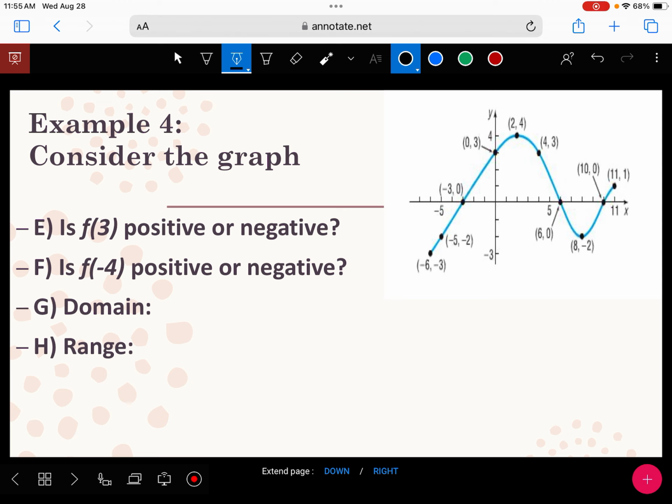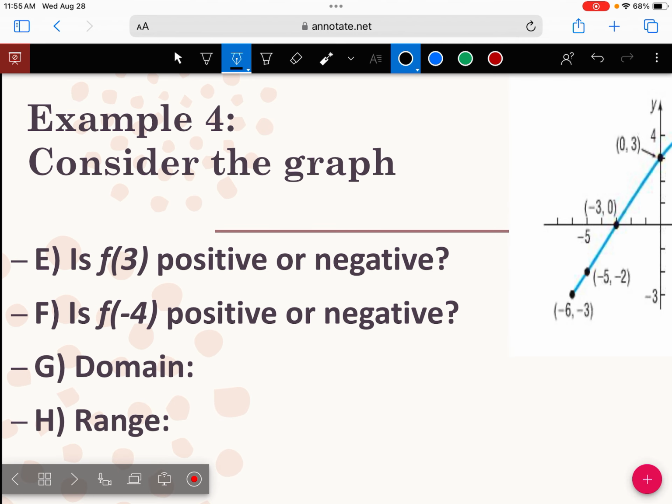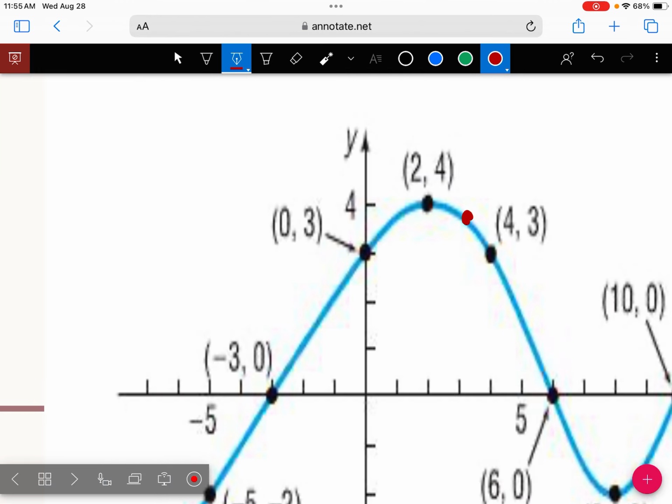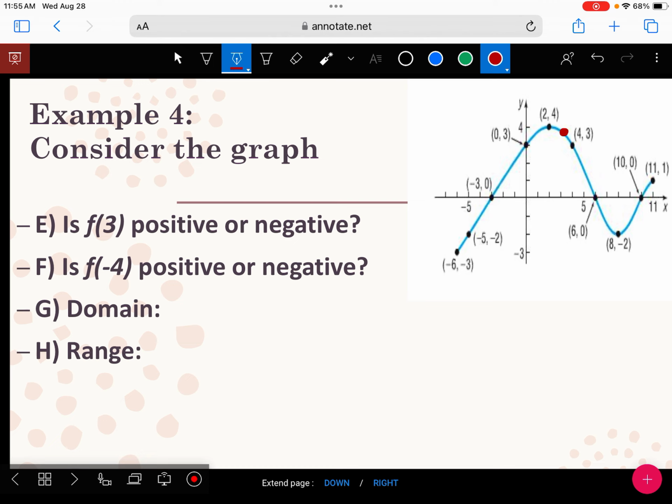All right, so for question E, it's asking you, when x is 3, is y positive or negative? That's all it's asking. It's not asking you what that number is. It's just saying when x is 3. So here, this is when x is 3. They didn't have a point, but it's about right here. And when x is 3, is that red point, is the y value positive or negative? Positive. So that's your answer.